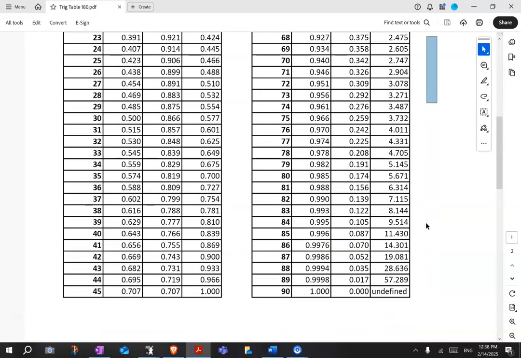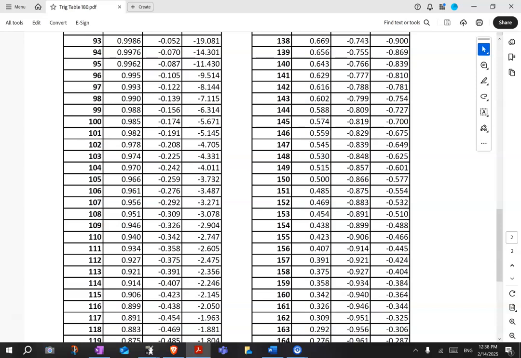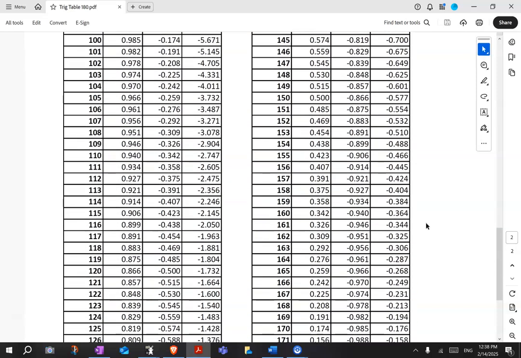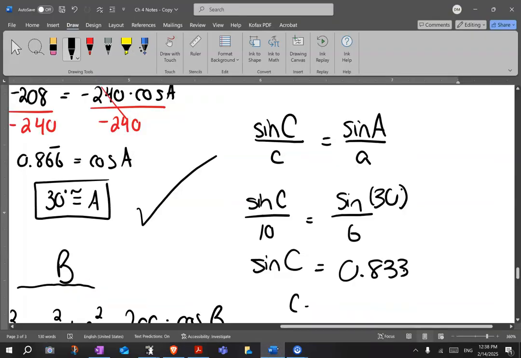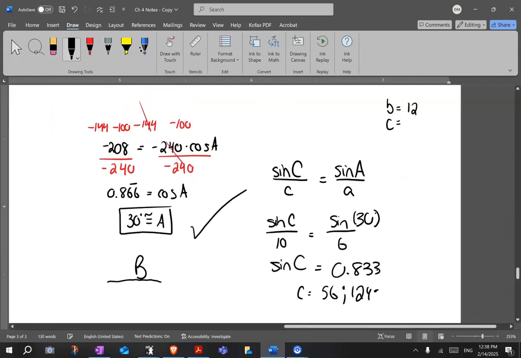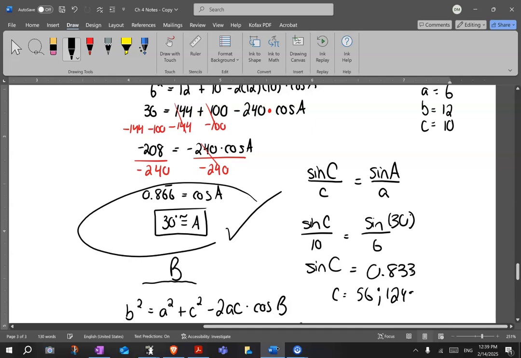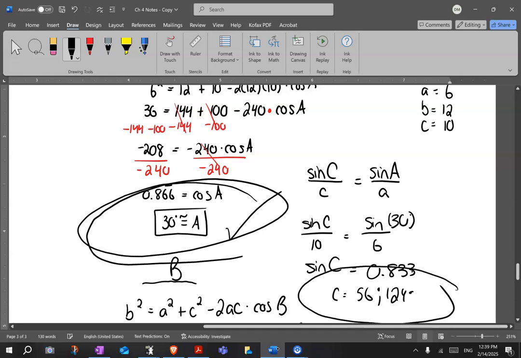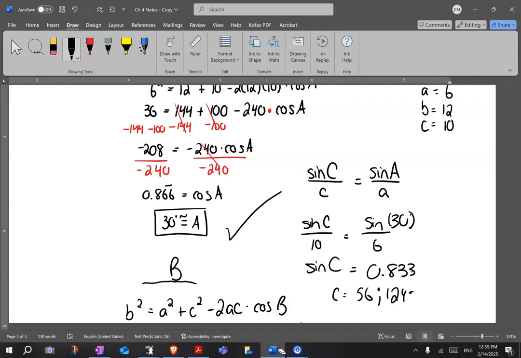0.829, 56. And then I got to go over here and find 0.829 again. 56, 0.829, 124. So 56 and 124 degrees. And I only knew 30, and I found my next one to be C, which is 56 and 124. Neither of those could have been rejected. 124 plus 30 is still below 180. So I wouldn't know. We might think to ourselves, there's 2 possibilities.